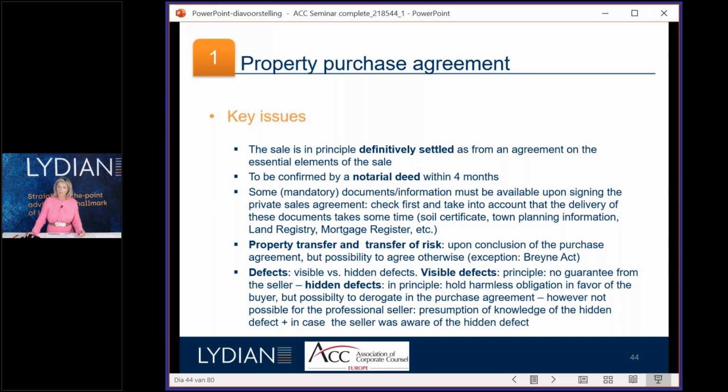On the contrary, for hidden defects, it is obliged for the seller to guarantee the absence of hidden defects to the buyer. However, it is possible to derogate in mutual understanding in the purchase agreement. But please do note, this is an exception to the rule, that for a professional seller, it will not be possible to stipulate such derogation. And also, if the seller was aware of the hidden defect, it will not be possible to derogate from this obligation to render a guarantee.